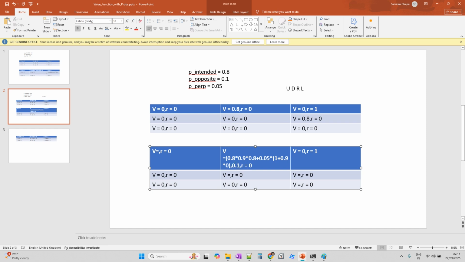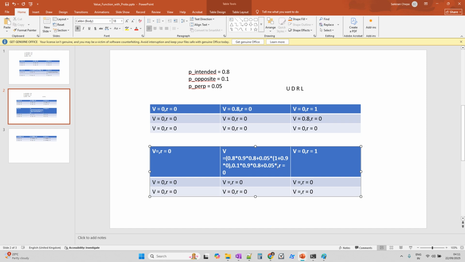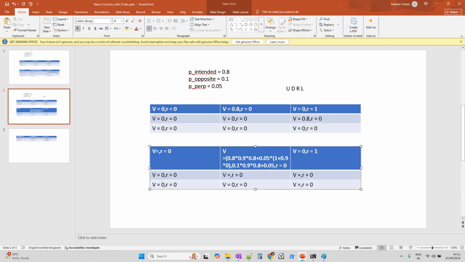So 0.1 into 0.9 into 0.8. So this is the down case, plus if he goes in this direction, that is perpendicular, 0.05 into... I'll directly put 1 plus, and all, we will not put, so it will be 0.05 only. So 1 plus 0.9 plus 0 will come out to be 0.05. So down also we have done.